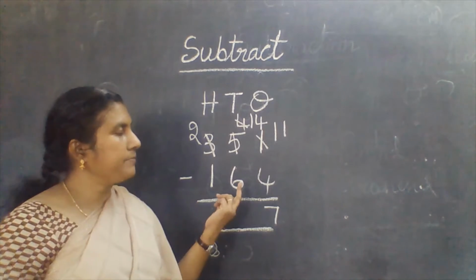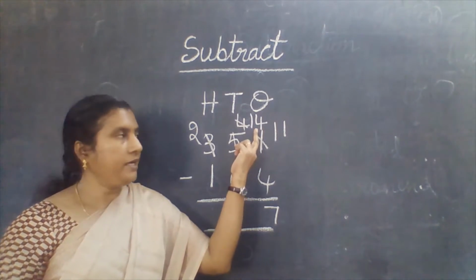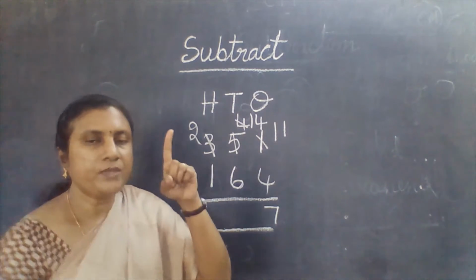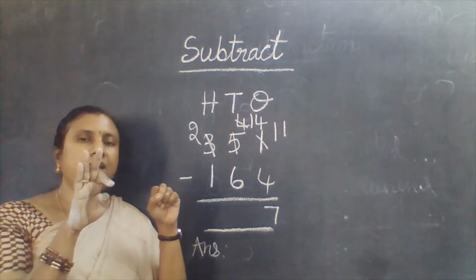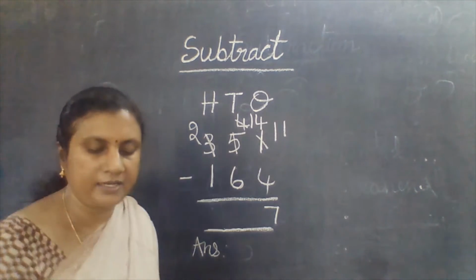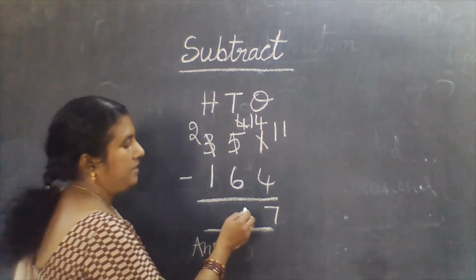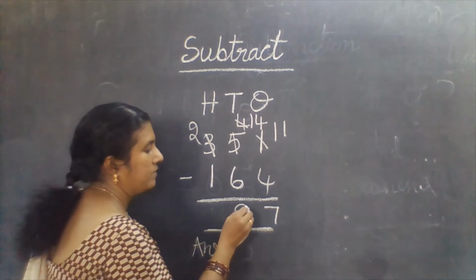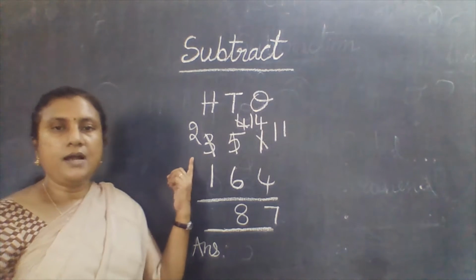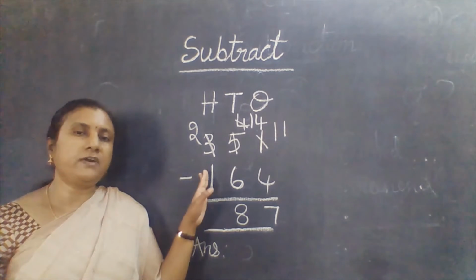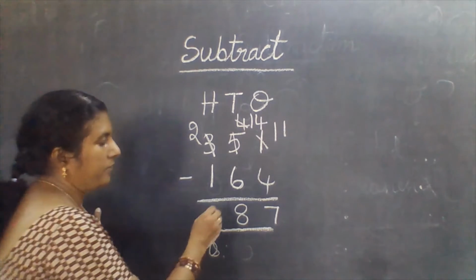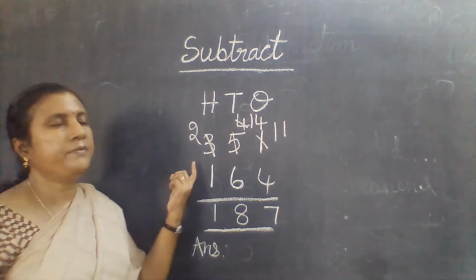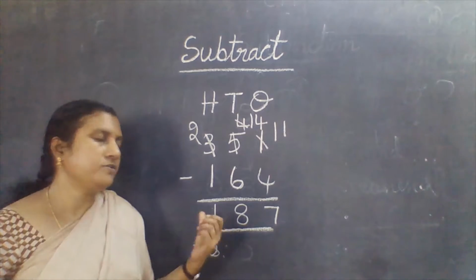Now we have to separate 6 from this 14. So 14 in your mind, 6 in your fingers. Before 14: 13, 12, 11, 10, 9, 8. The difference is 8. Next we have to go to hundreds place. Here we have to separate 1 from 2. So 2 minus 1 is 1. According to the one property, the previous number to 2 is 1. So what is the answer?